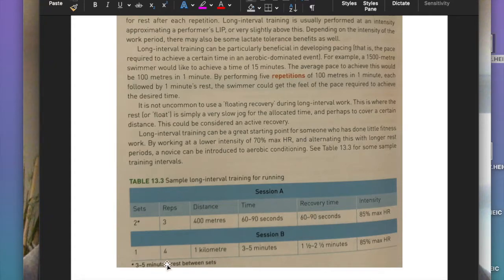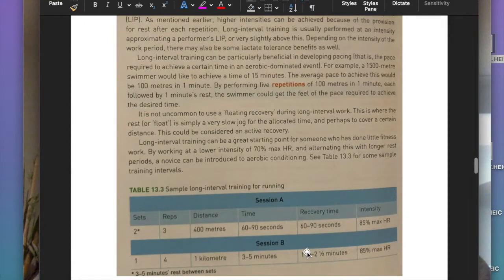On this next example, we did 1 set. We did 4 reps. Each rep was 1 kilometer. So this runner did 4 kilometers all up. Each kilometer took between 3 to 5 minutes, and they went with a work to rest ratio of 2-to-1 or 3-to-1 here because they've gone with 3 to 5 minutes of running and 1.5 minutes worth of rest. So that is long interval training session.